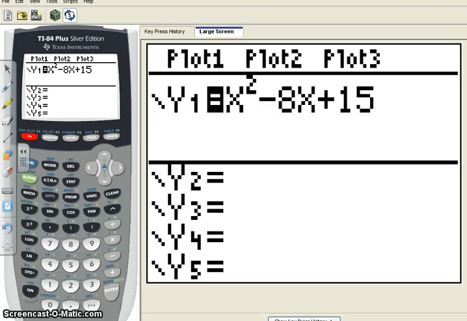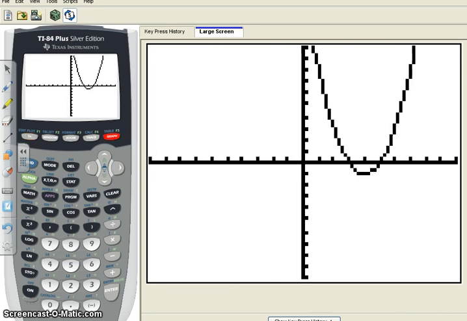Pause the video and get this typed into your calculator, and then hit graph when you're all set, and hit play. So our function here passes the vertical line test. It's not a one-to-one function because it doesn't pass the horizontal line test. The parabola is going up because of the x squared, and we can see its turning point, or its relative minimum, is down in the fourth quadrant.